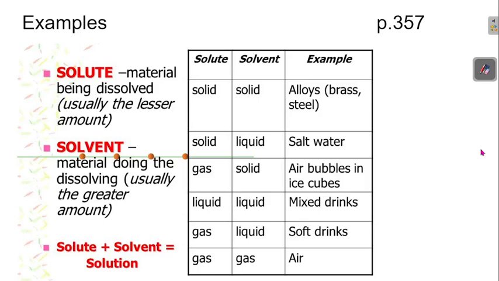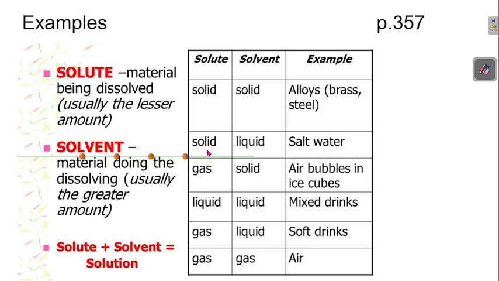So page 357, they give you examples. I said to you that solutes and solvents can exist in any phase. Solute can be a solid, a gas, or a liquid. The solvent also can be a solid, a liquid, or a gas. Okay? Give me examples of each. So solute is a material being dissolved, usually the lesser amount. The solvent is the material doing the dissolving, usually in the greater amount, and when you have them together, you have created a solution. Here's an example of both solid solute and solid solvent, when you create alloys between metals, brass and steel, for example.